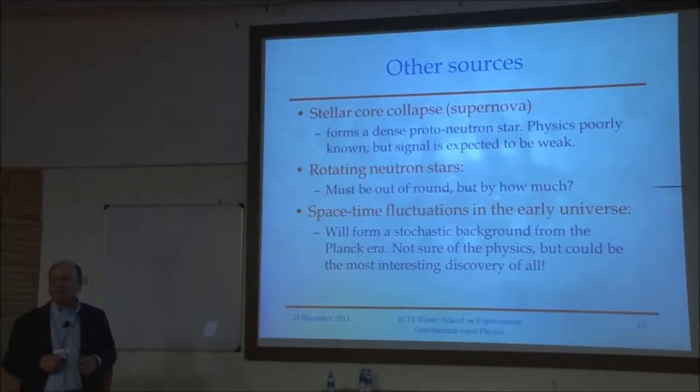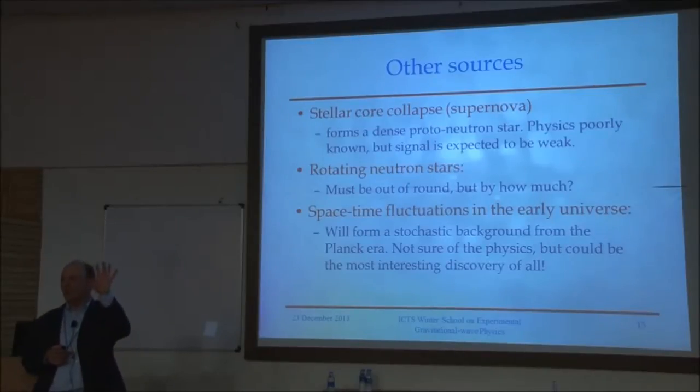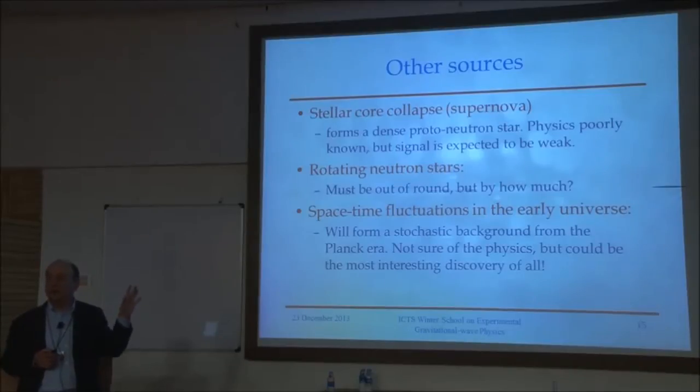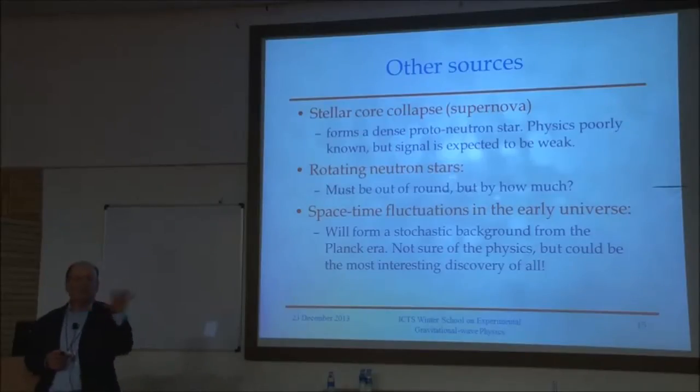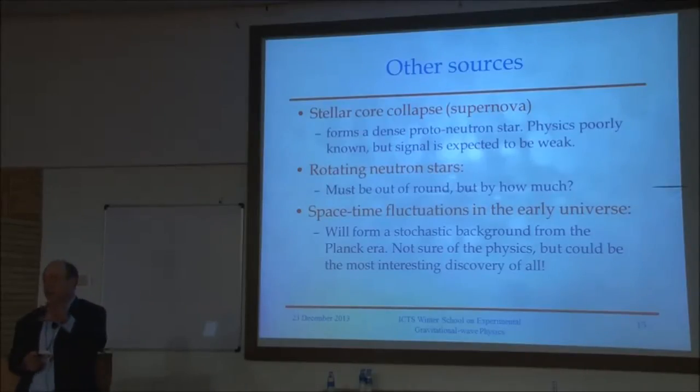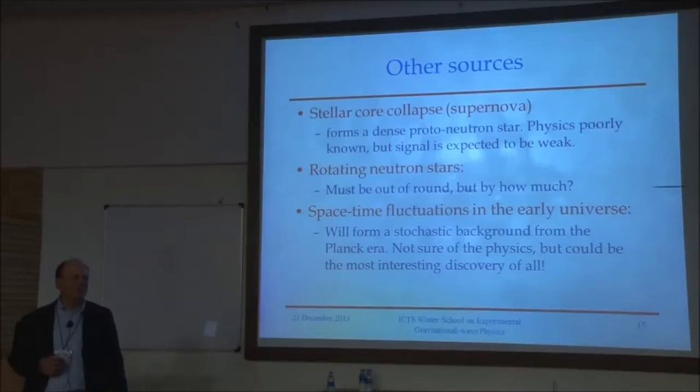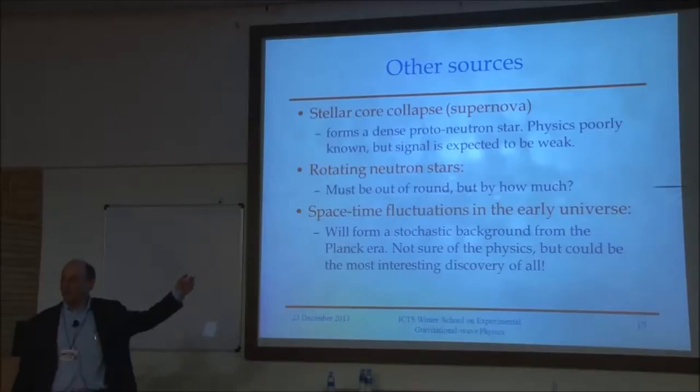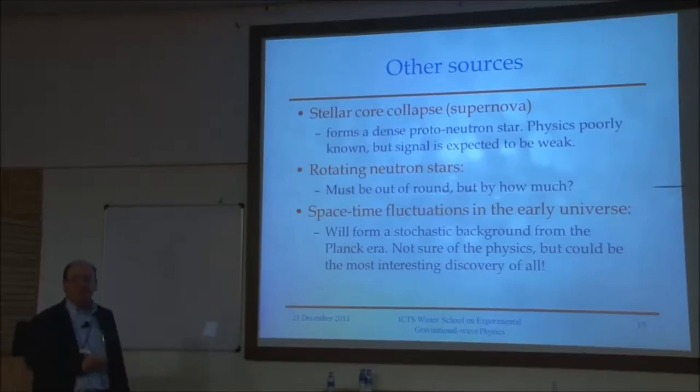Also, fluctuations in the space-time structure of the very early universe, Planck times or thereabouts, will leave behind a background of gravitational waves, analogous in some respects to the cosmic microwave background, but much better. Because what's the epoch we observe when we look at the cosmic microwave background? 500,000 years after the Big Bang. And everything interesting was over long ago. Whereas this is going to come from the Planck time. Wouldn't you much rather look at the Planck time than half a million years after the Big Bang? I would. So this would be exceptionally cool.